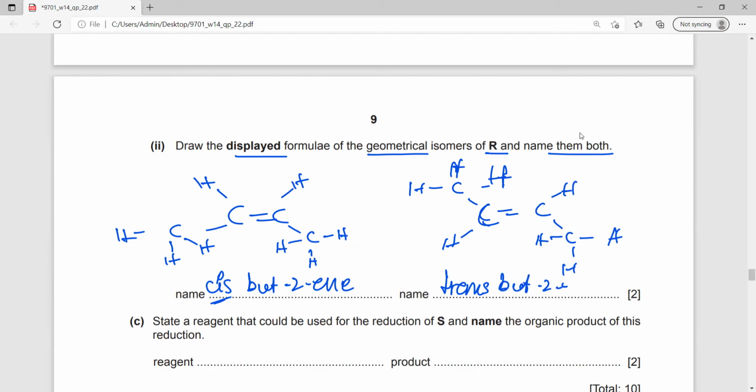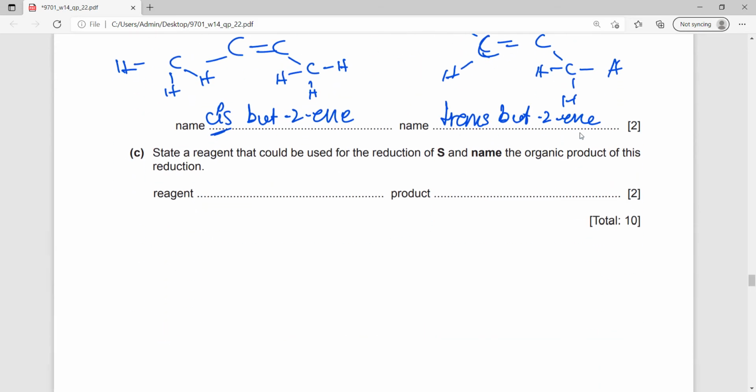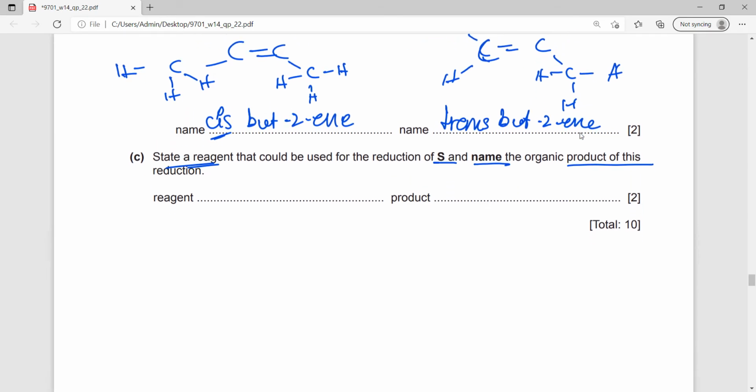But-2-ene, right? State the reagent that could be used for the reduction of S and name the organic product of this reduction. You can either write the name or the compound. S was propanone, right? Because it's a carbonyl, you can use either LiAlH4 or NaBH4. In my case, I'll use LiAlH4. Either one is correct, and the product would be propan-2-ol.